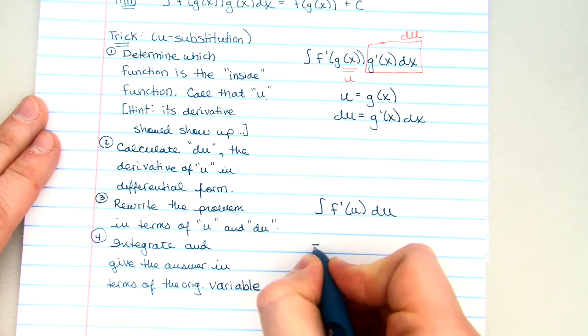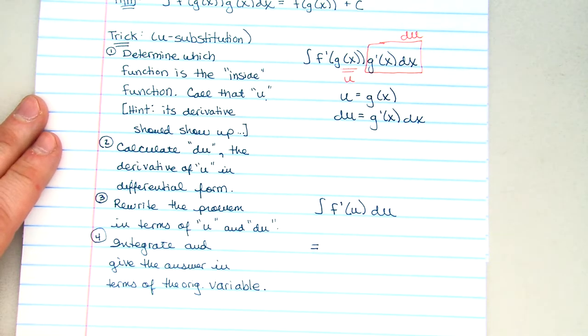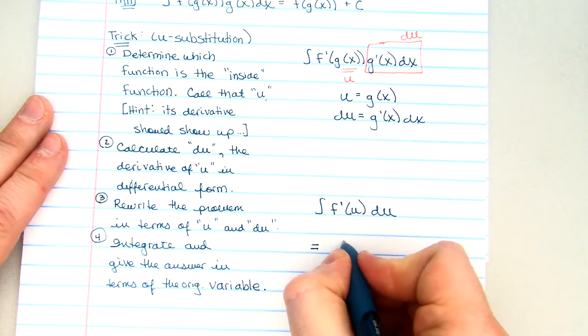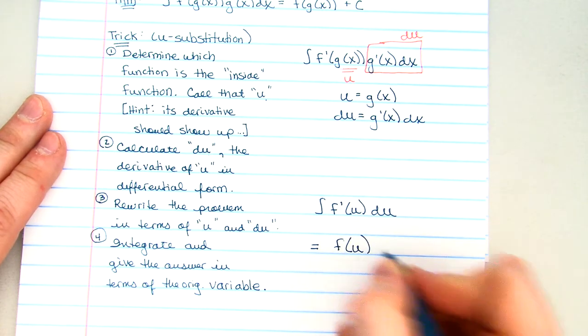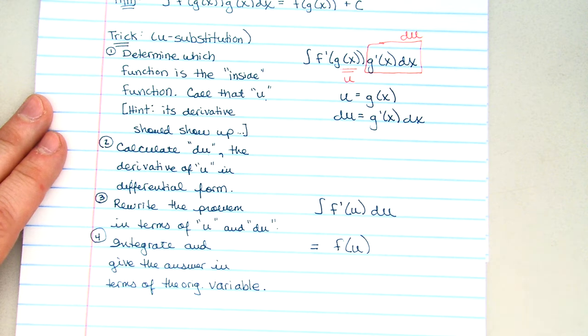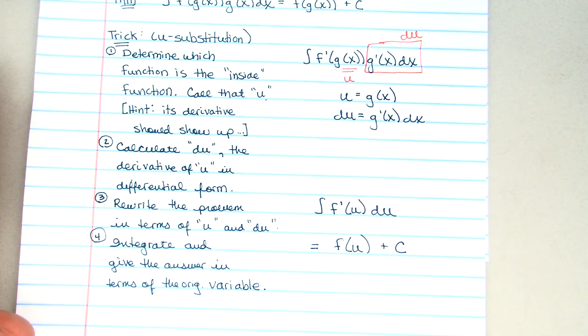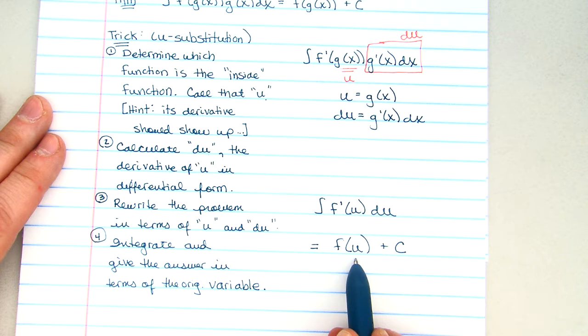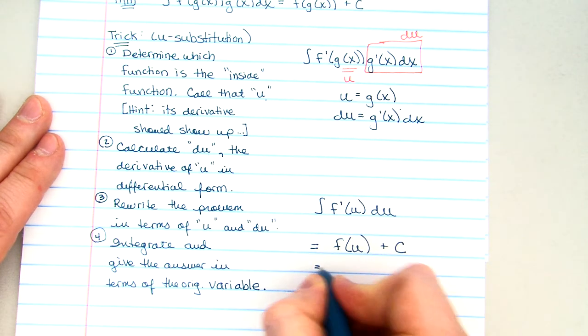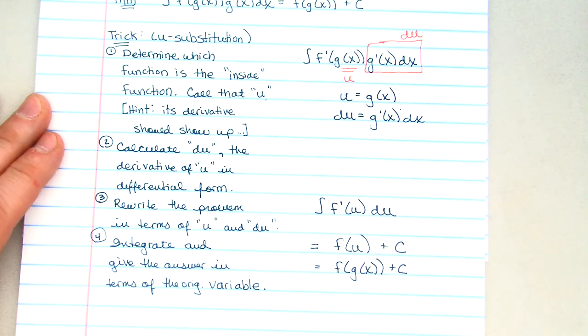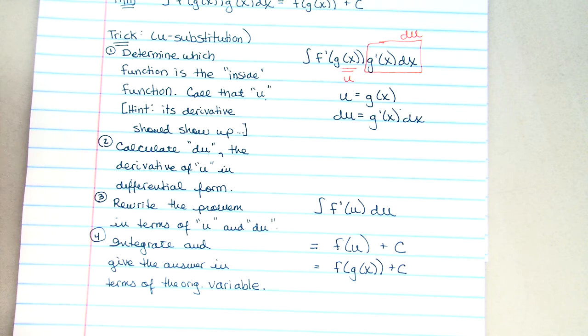So, what's the integral of f prime of u du? What's the antiderivative of f prime? F. With the u still inside there. Anything else you want to say? Plus a constant. However, the original problem didn't have u's in it. The original problem had x's in it. So I'm going to finish this off by just replacing u with what it stood for in terms of x's. I'm going to say my final answer is f of g of x plus c.